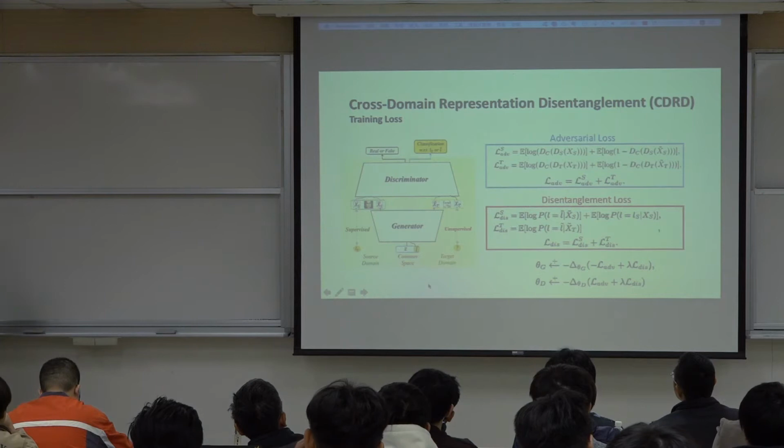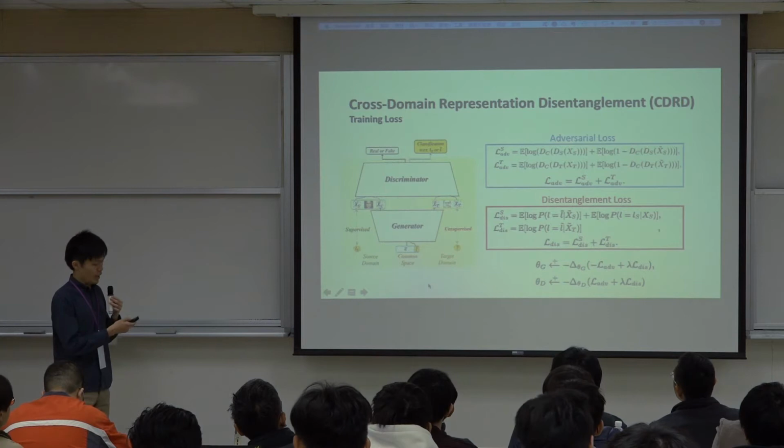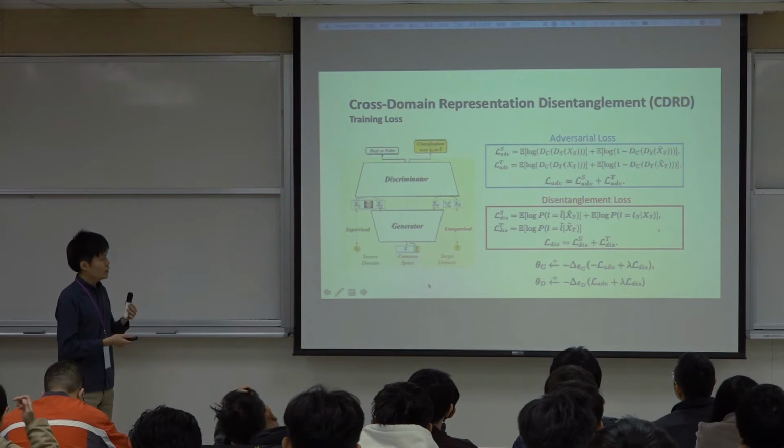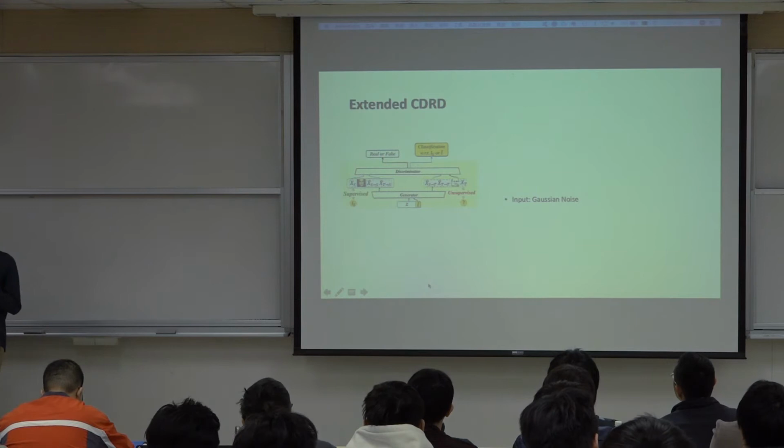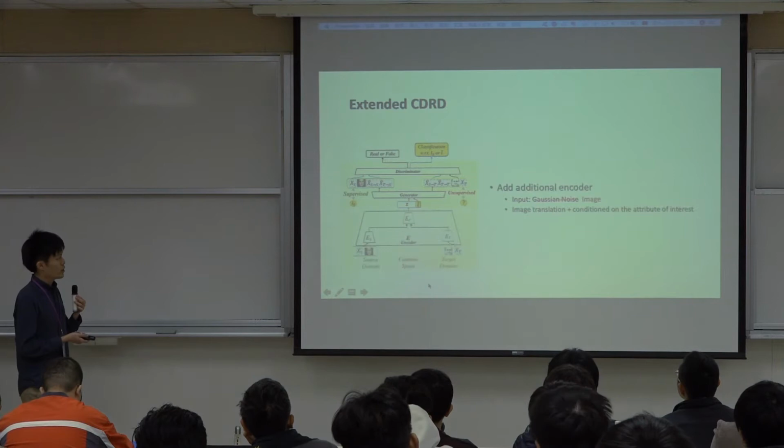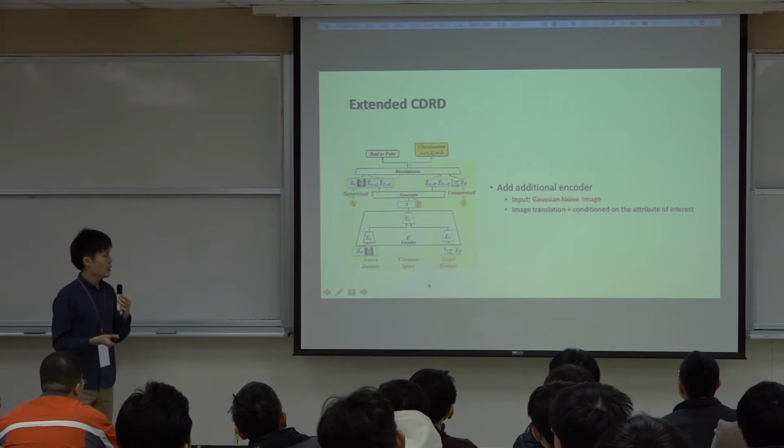To train this model, we have two major losses. The first is the adversarial loss, that is the same as the original GAN. The other is the disentangled loss, right here. We use these two losses to train our model. Also, we try to extend our model to include an image instead of Gaussian noise. So we add a bidirectional encoder for the extended version, so that we can achieve image translation and conditional attribute of interest.